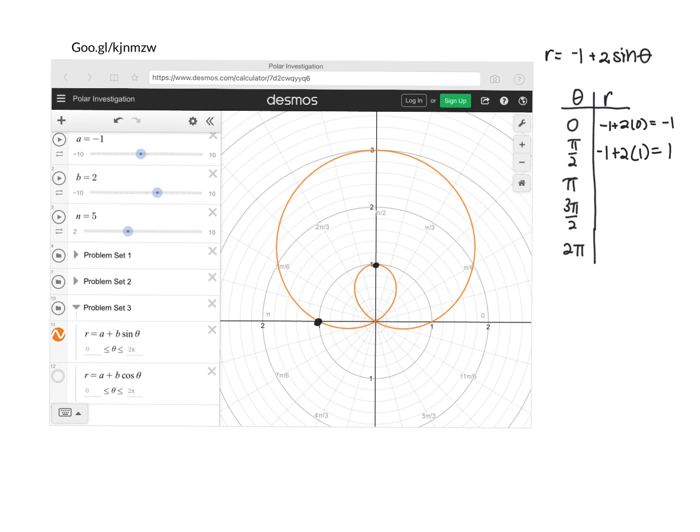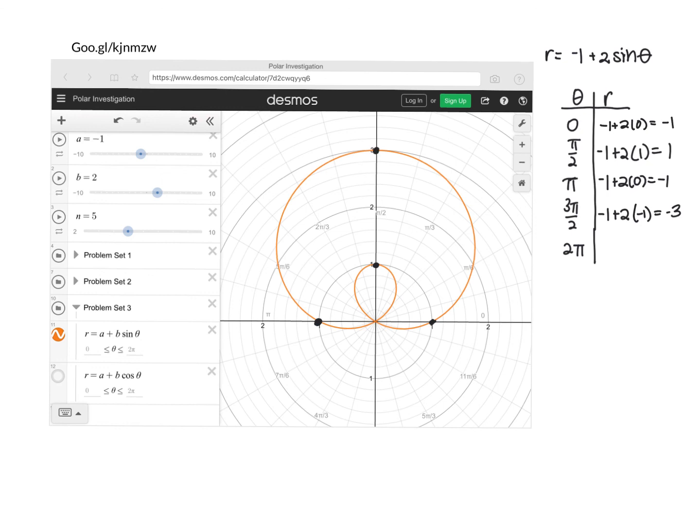There's that point. Plug in pi. We get -1 plus 2 times 0 again, and we get -1. But remember, pi would be over here, but it's a negative, so it's going to kick it back over here. So my next point is this way. And then we're going to go again, 3 pi over 2. When I substitute this in, I get -1 plus 2 times the sine of 3 pi over 2, which would be 2 times -1, which is going to give me -3. And 3 pi over 2 is this line right here, but with a radius of -3, it's going to bounce it back here.